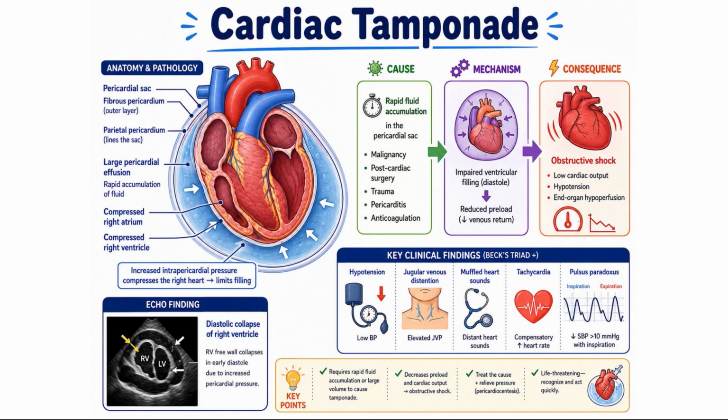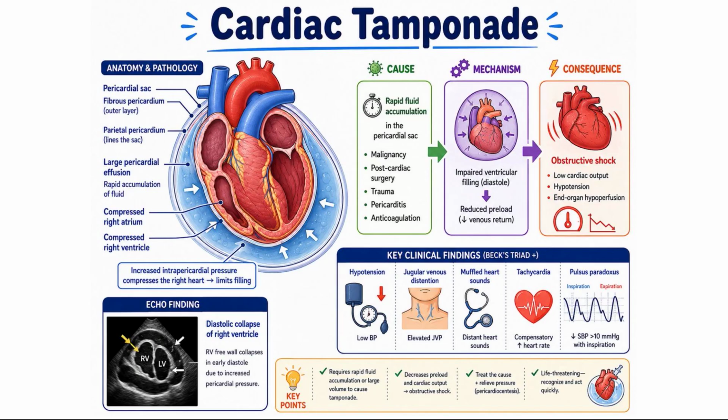A large pericardial effusion accumulates rapidly from malignancy, post-cardiac surgery, trauma, pericarditis, or anticoagulation. That fluid raises intrapericardial pressure and compresses the right atrium and ventricle, impairing diastolic filling and reducing venous return. The consequence is obstructive shock, low cardiac output, hypotension, end organ hypoperfusion.